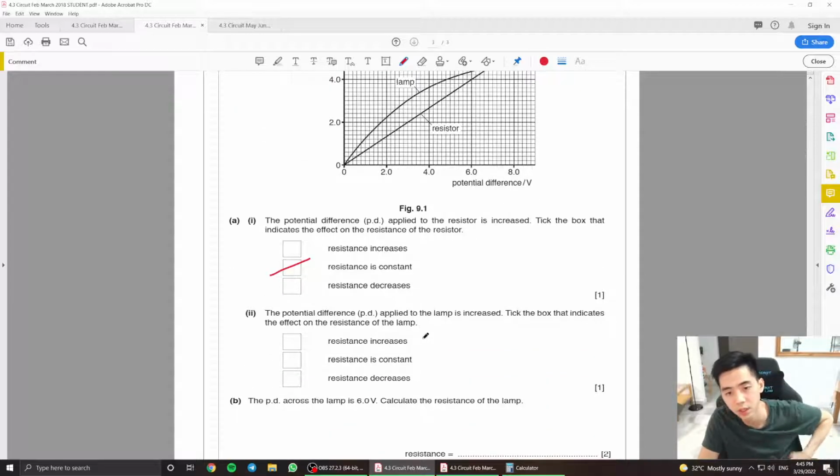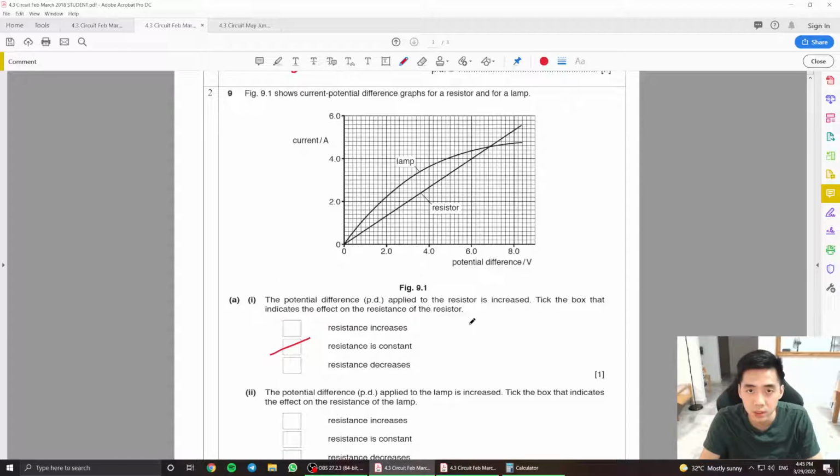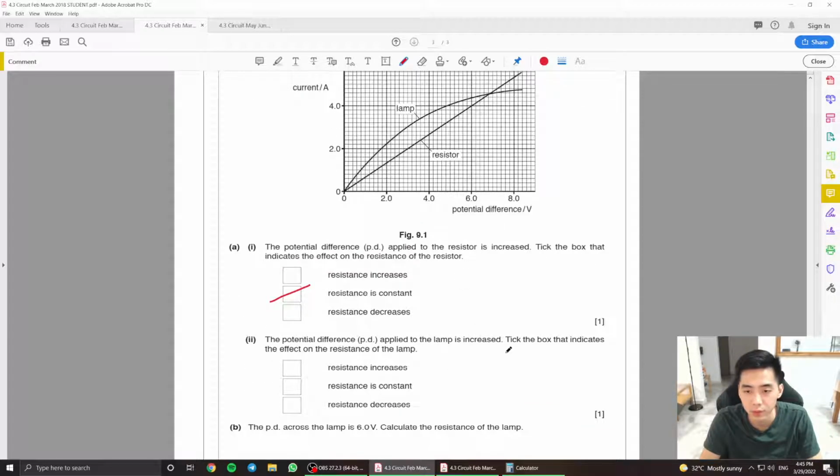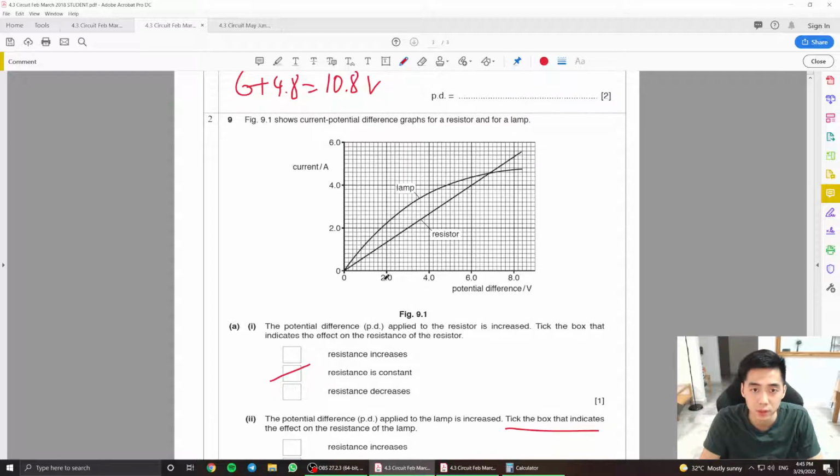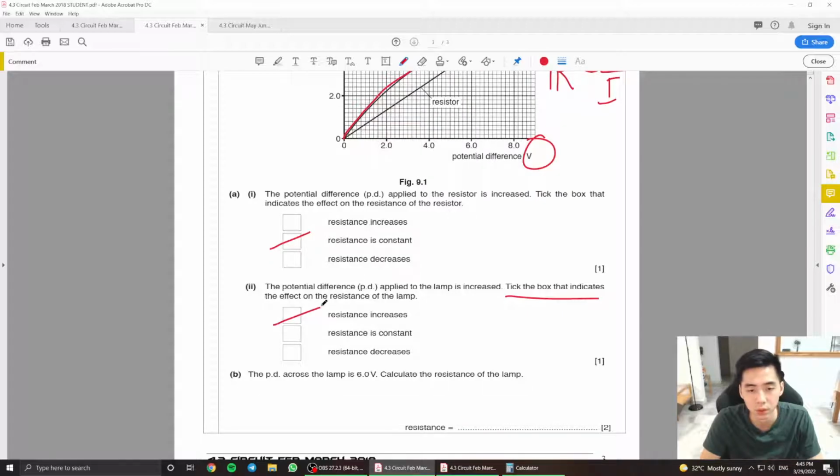The potential difference applied to the lamp is increased. Tick the box that indicates the effects on the resistance here. You can see that the graph tilts more towards the voltage part. If you look back at the formula, more voltage increase means to say the resistance is supposed to increase.